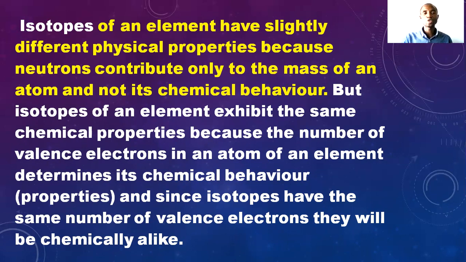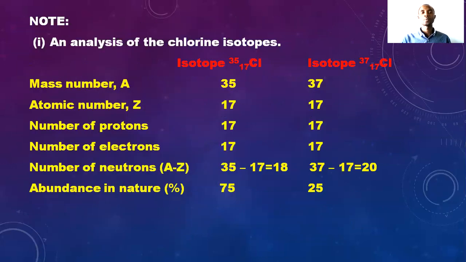So the isotopes of carbon, with mass numbers of 12, 13, and 14, are only slightly different in their physical behavior, but their chemical behavior is the same. That is what isotopes do, because neutrons only affect the physical behavior, inside the nucleus of an atom. Okay, now let's take a look at this.